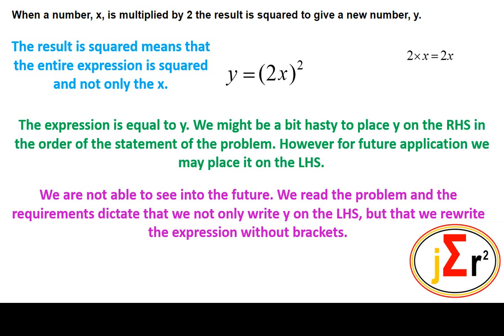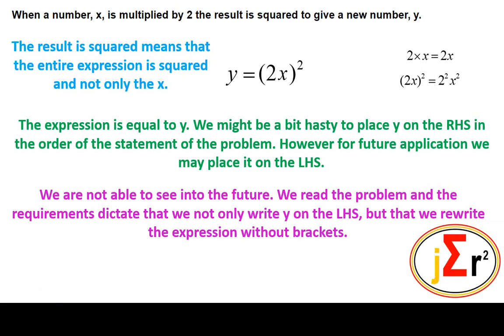We are not looking into the future. It's just that we had access to the statement of the problem. We are making the adjustment in order that when we get to the next stage, everything will be in phase. By reading the statement of the problem, we know that it is not only appropriate for y to be on the left hand side, but the right hand side will also be more appropriately written without those brackets. So we have 2x all squared.